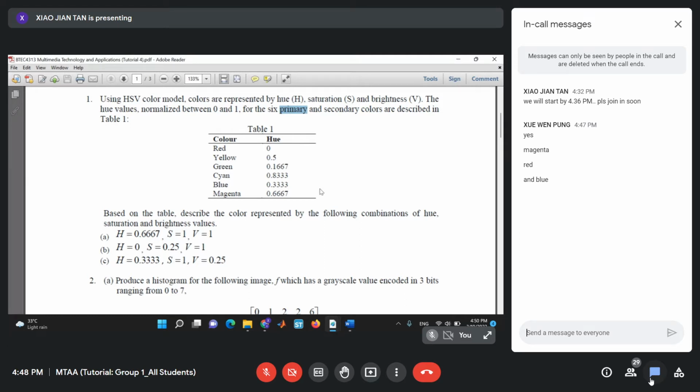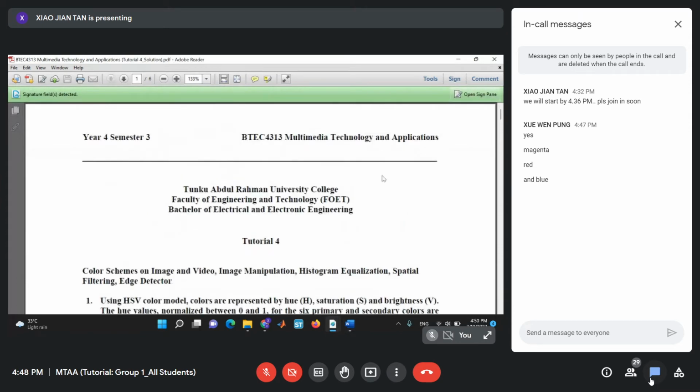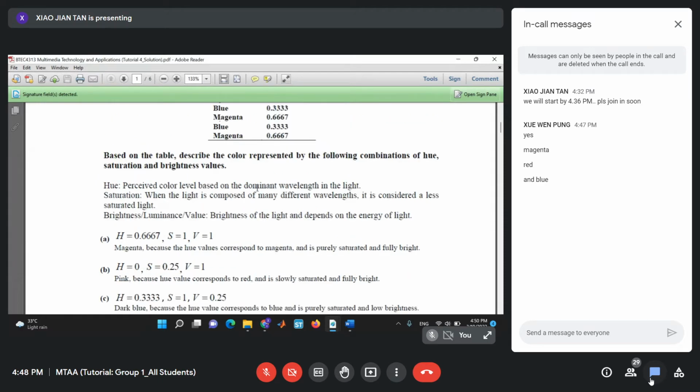Okay. Thank you for the answer. The answer is correct, but nonetheless, you have to be aware of the questions. Usually, I seldom give free marks. I seldom give free marks. So the answer for magenta given by Sherwin is all right if and only if S and V are both one. Okay, so always check the different S and V values.